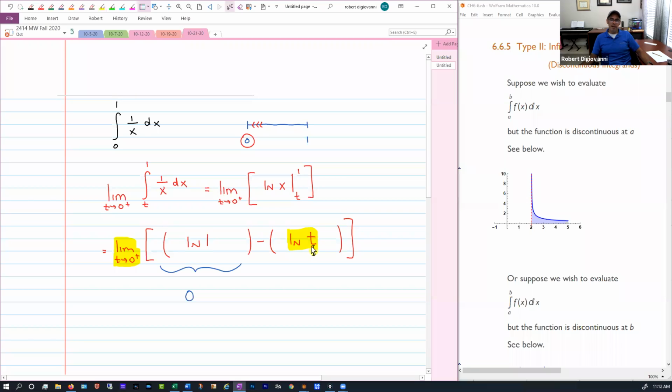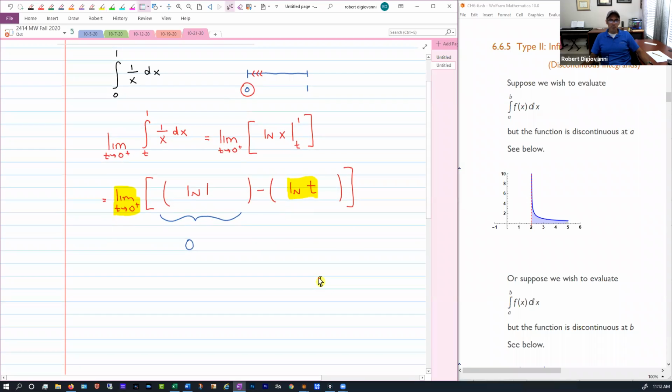Can somebody tell me what that limit is and why it's that limit? What could you use to help you understand what's happening there? You can't plug 0 in, right? Does everyone agree with that? If you go try and type in natural log of 0 on your calculator, you're going to get an error.